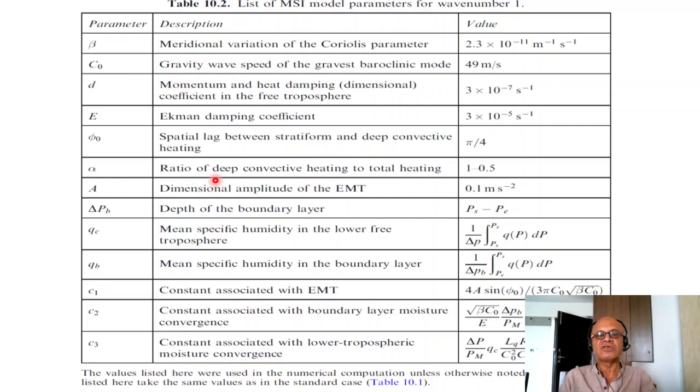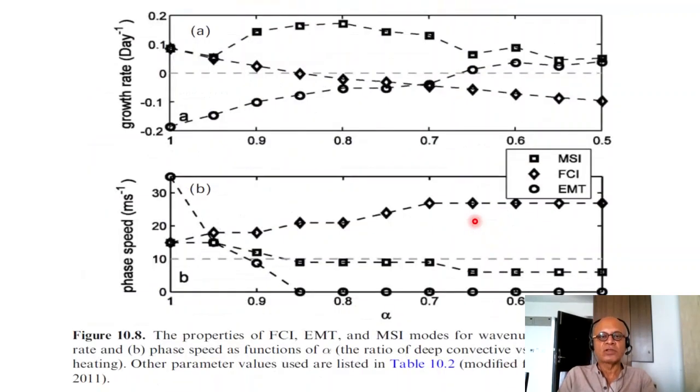And we also consider the ratio of deep convective heating to total, so stratiform and cumulus congestus heating, for example, to the deep convective heating, cumulonimbus. Dimensional amplitude of the eddy momentum transfer, depth of the boundary layer, what else is special? The constant associated with EMT, and so on. So it's obviously much more of a complicated model.